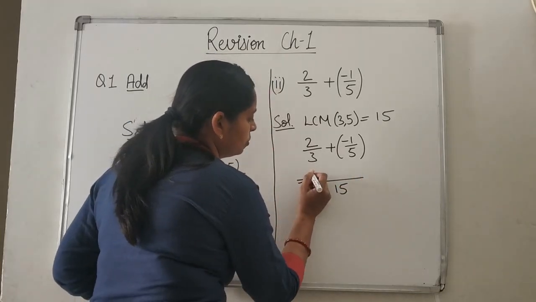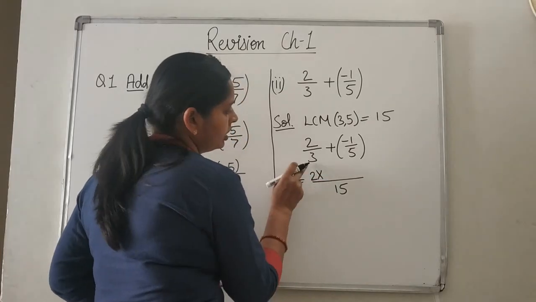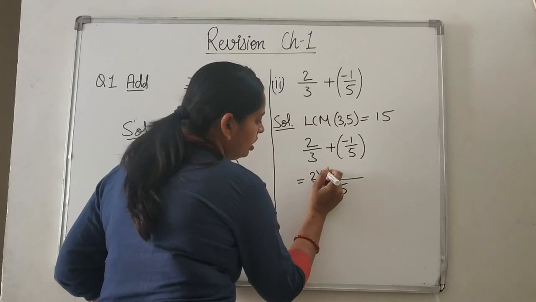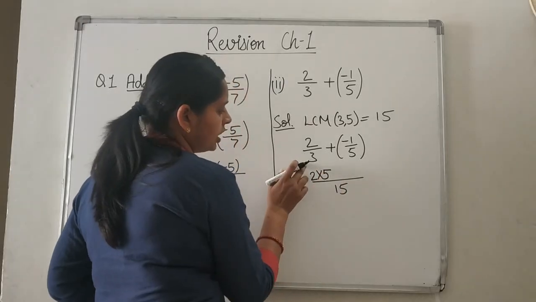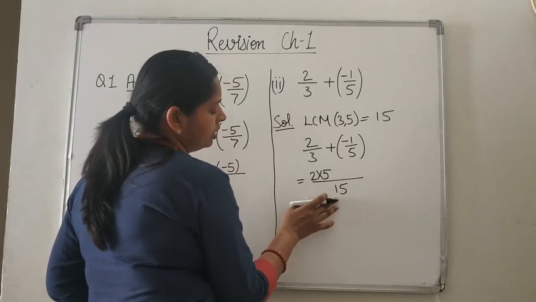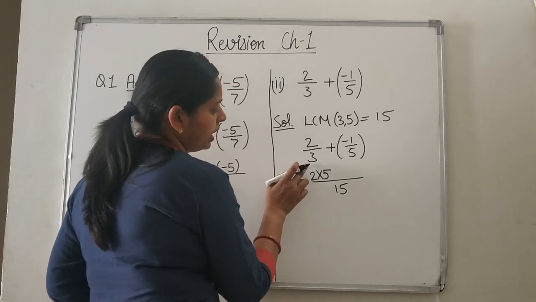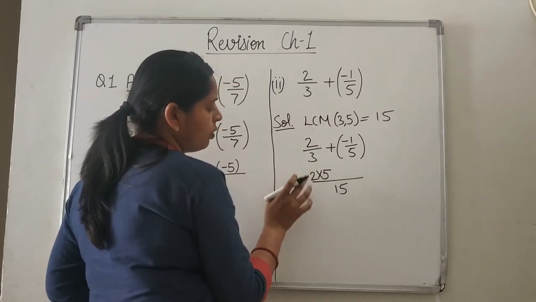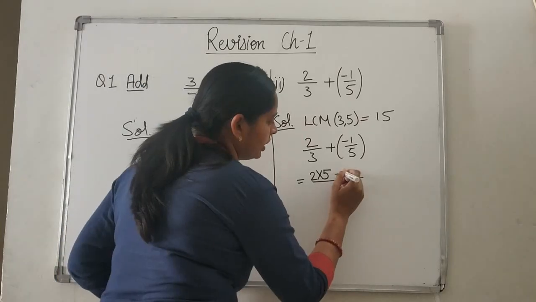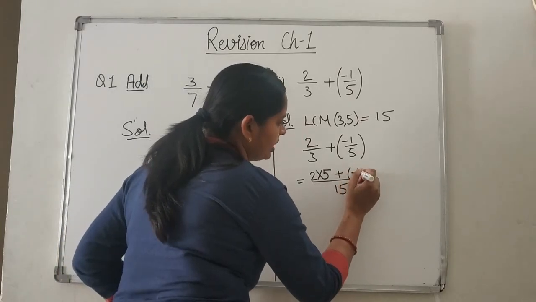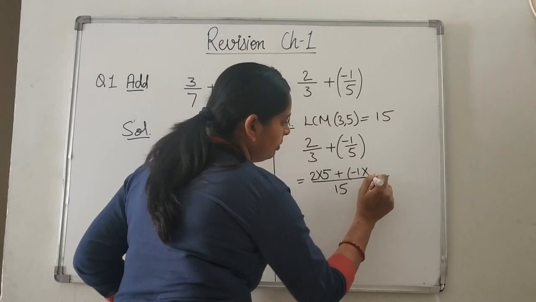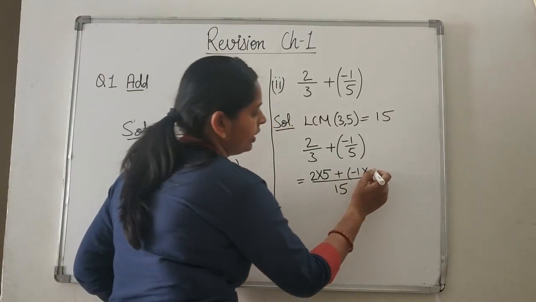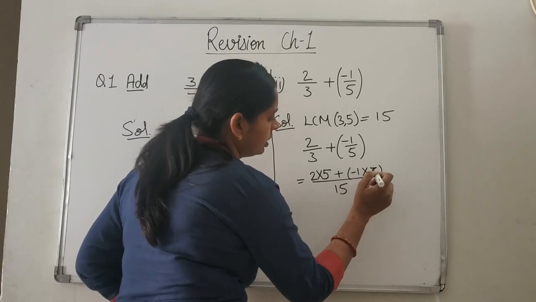And into what we need to multiply? See, 3 5s is 15. So we need to multiply here 5. We have to check how to make denominator as 15 by multiplying in 3 5s. So we need to multiply in numerator also 5. Fine. For next term we are having minus 1 multiplied by what number? 5 3s is 15. So we have to multiply by 3.